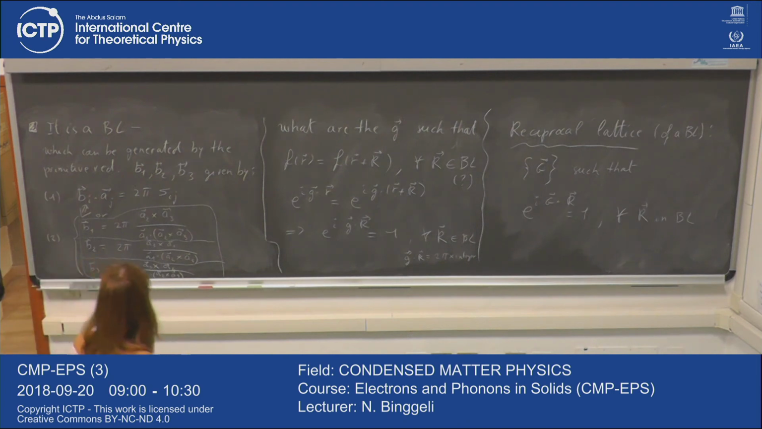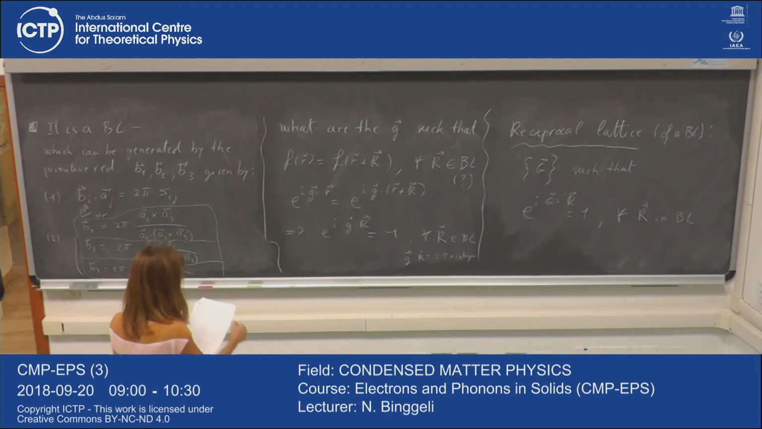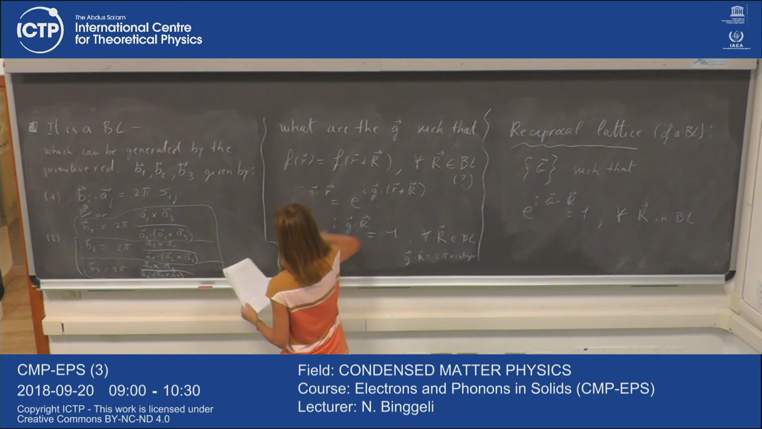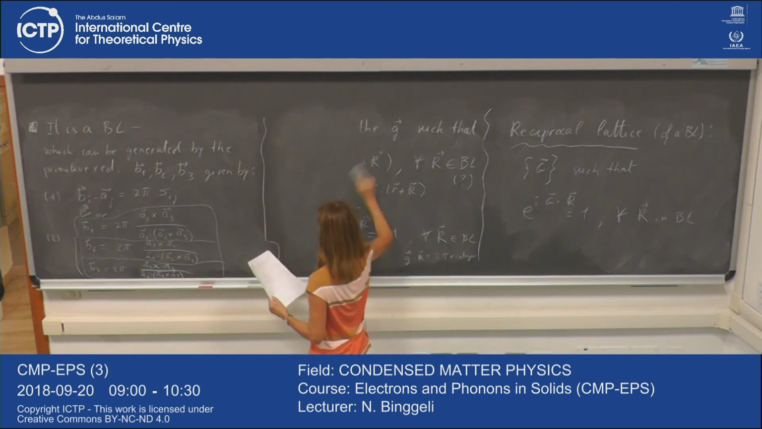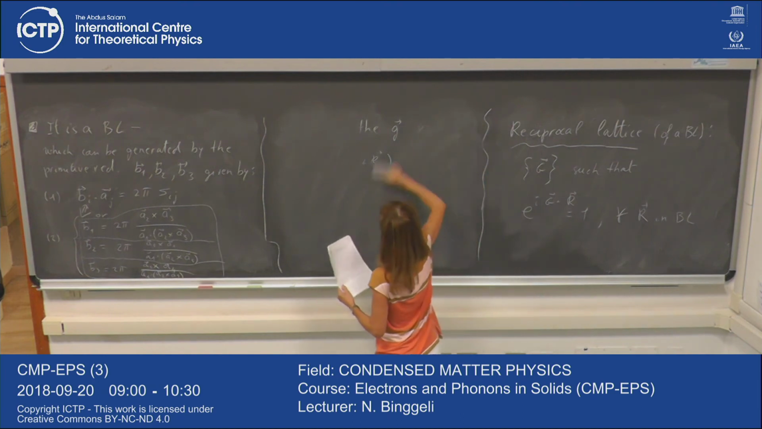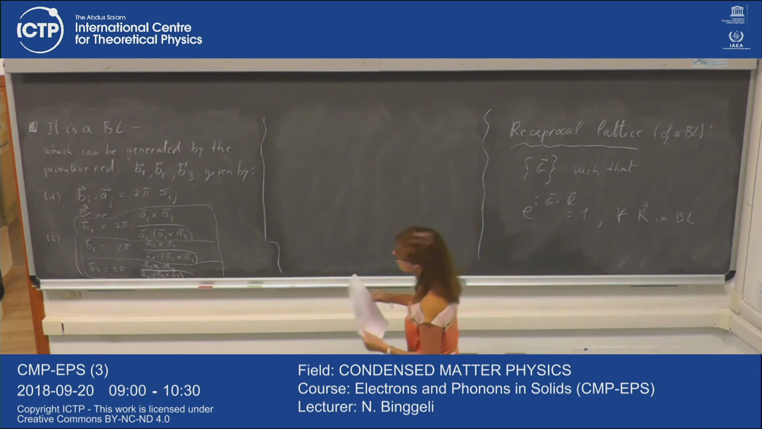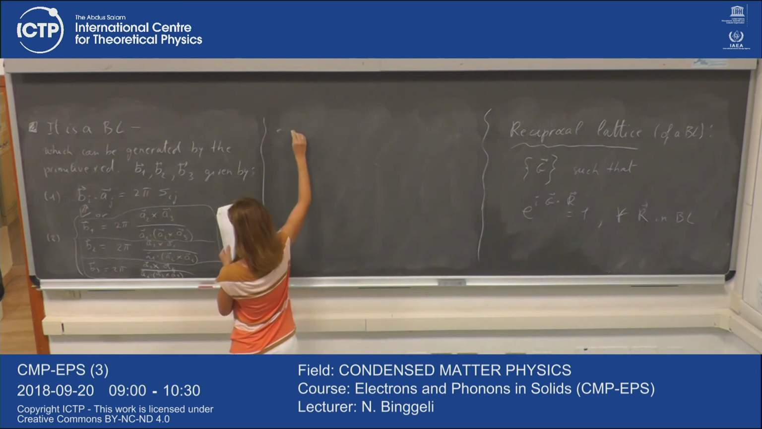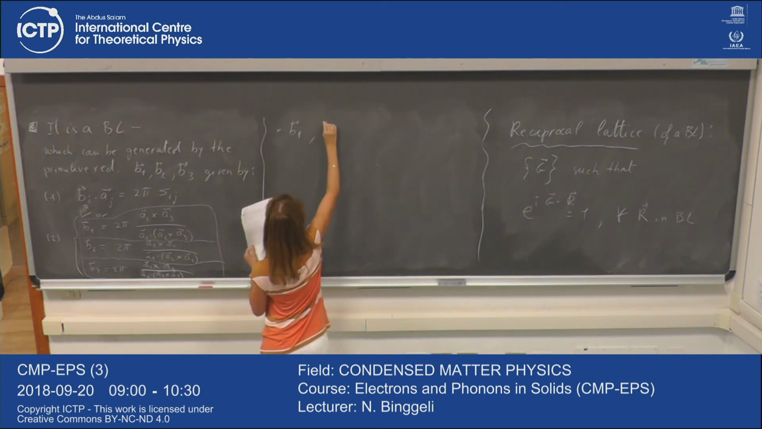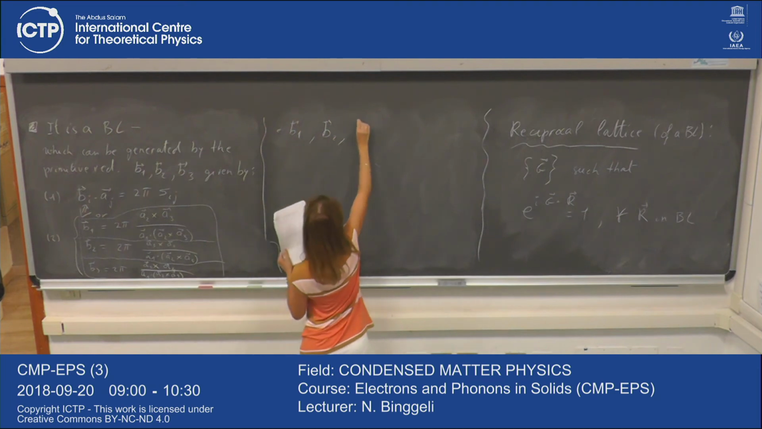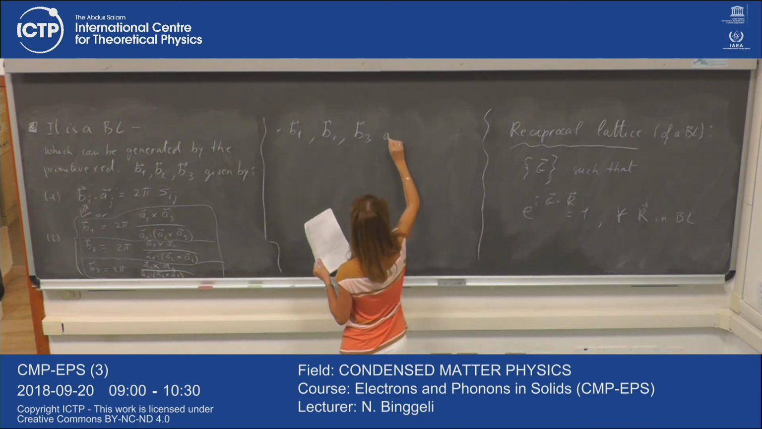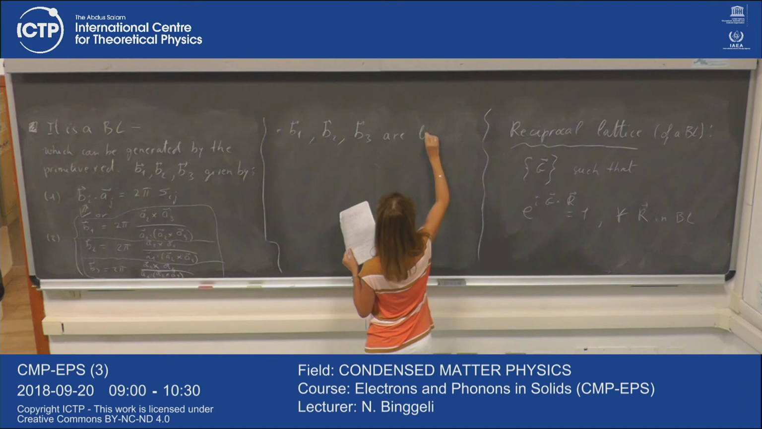All right, so these are the vectors that generate the reciprocal lattice. Well, this is what I claim. So first, one has also to have that B1, B2, and B3 are linearly independent in order for this to work. So B1, B2, and B3 need to be linearly independent.